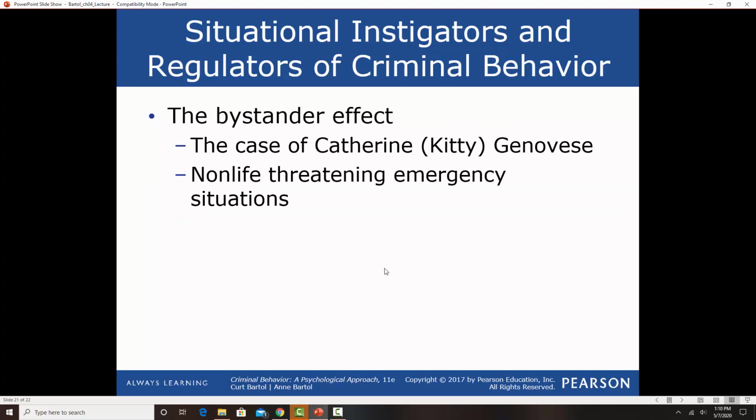The bystander effect. The bystander effect is an interesting concept in social psychology, where it suggests that when there are a lot of people around, we don't feel personally responsible, so we're less likely to intervene. It's based off of a very famous case that was back in the 1980s, the case of Kitty Genovese. Kitty was a young woman who lived in, I believe it was Brooklyn in New York, and she came home late one night, and she had to park her car across the street from her apartment building. And so she parked her car and walked across the street. And when she was walking across the street, a man attacked her.